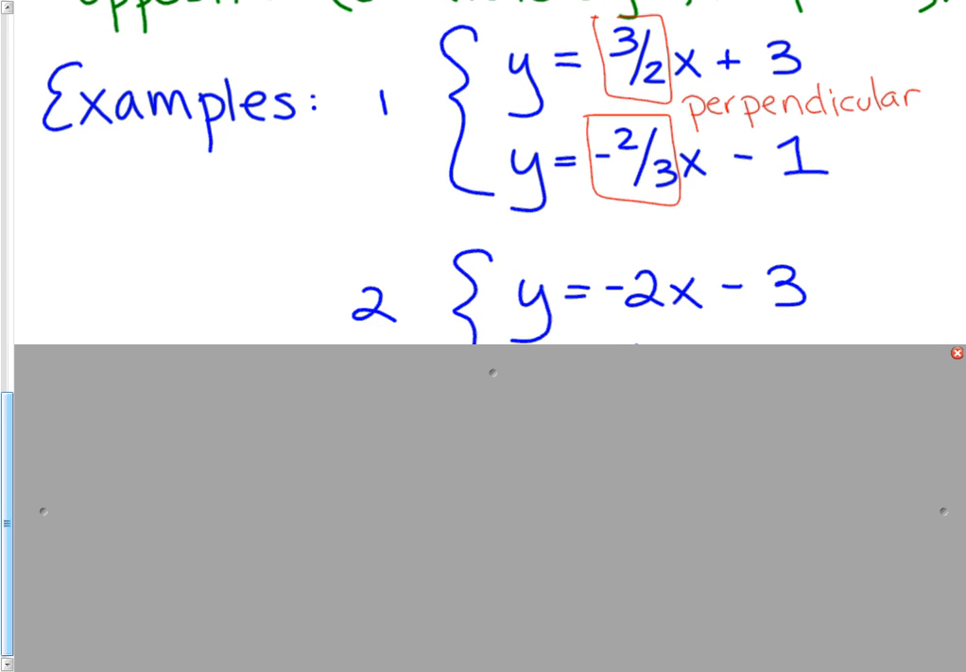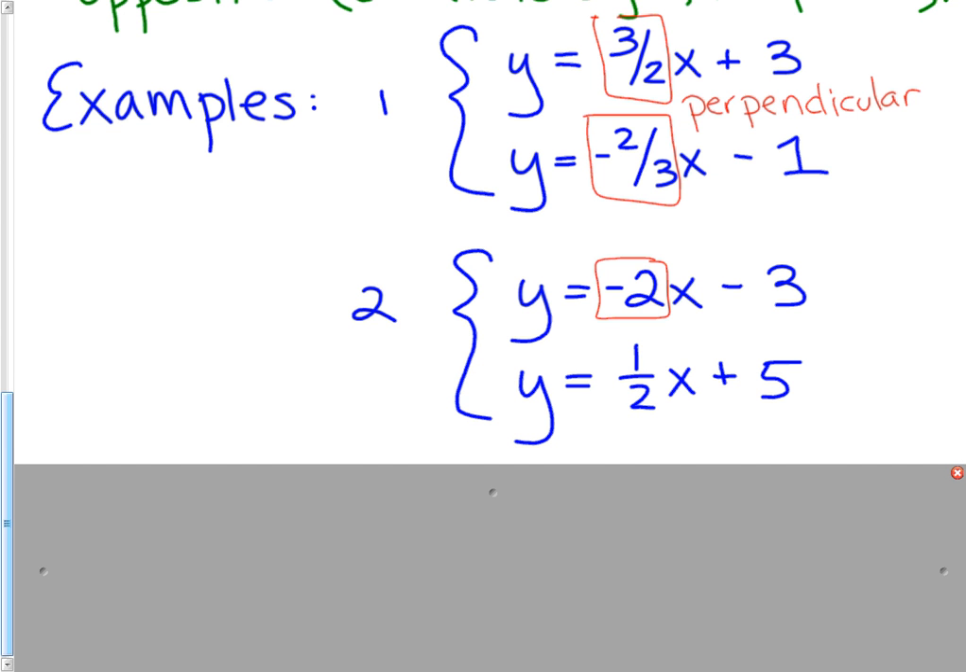Here's a second example. If our first line is y equals -2x minus 3, what's the opposite of -2? Think about what we did with the do-undo chart. The opposite of -2 would be positive 1/2. Keep in mind, they have to be different signs, so the positive part should have been easy. And then think about -2 as really -2/1. So if you were to flip that, the opposite would be positive 1/2.